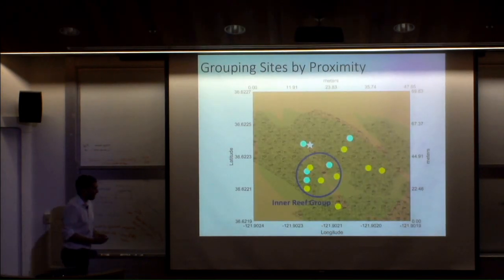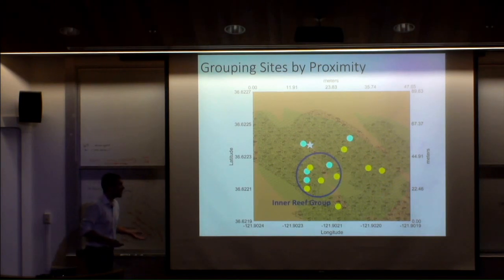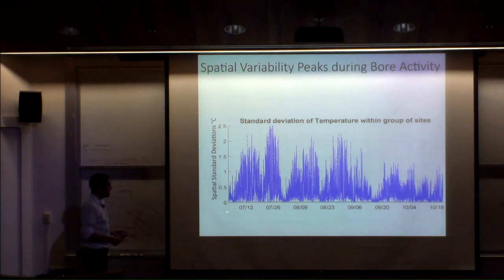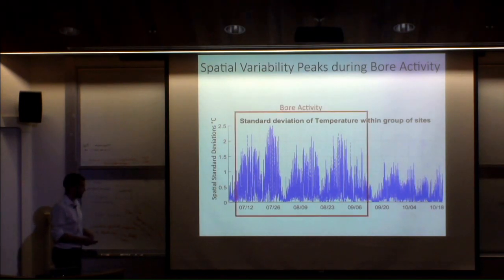So one of the ways we might want to look at topography, or look at spatial variability, is to just group some sites by proximity to account for variability that would just happen because of large-scale differences in when the bore arrived at a site. And so we'll take this group of inner reef sensors and look at the standard deviation across them for every time point. And what we see is that during these summer periods where we had a lot of internal bore activity, we see some pretty large spikes in this variability.